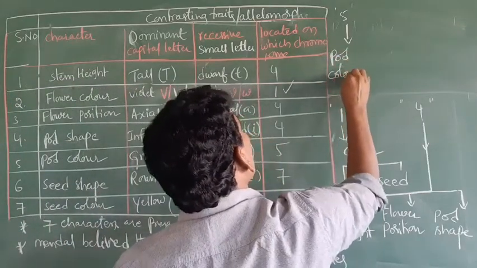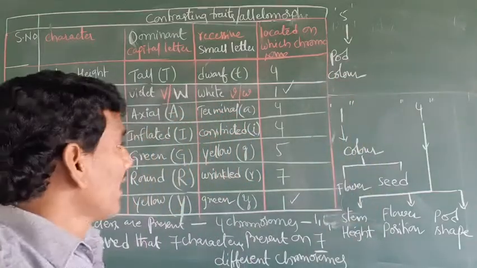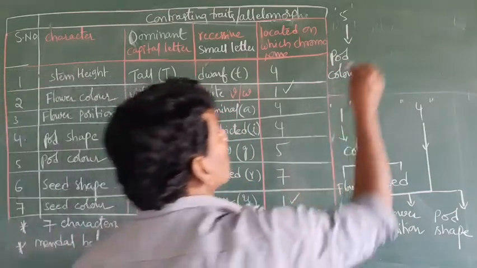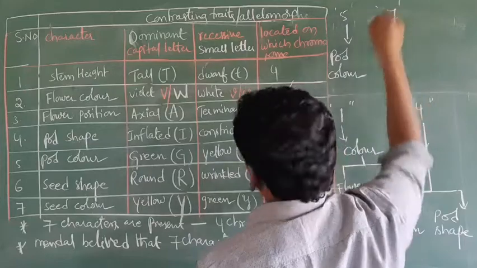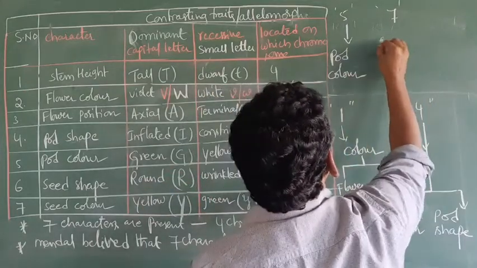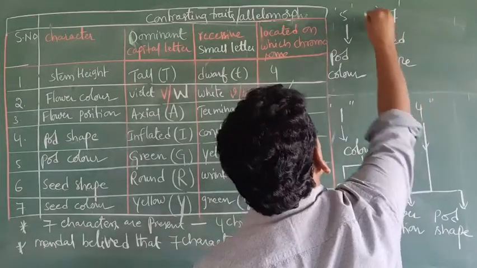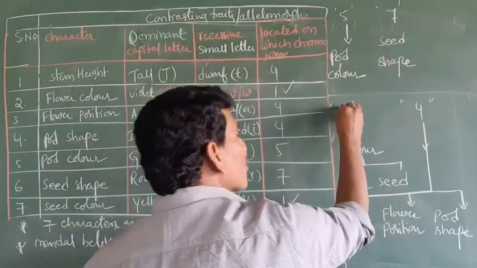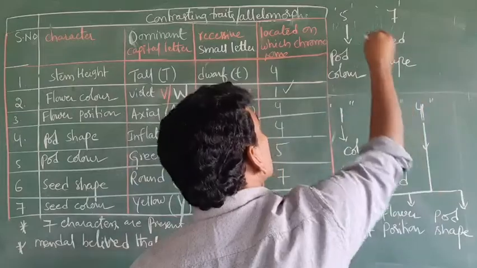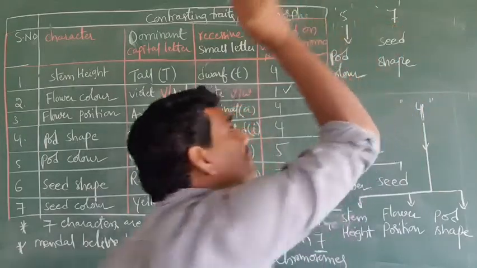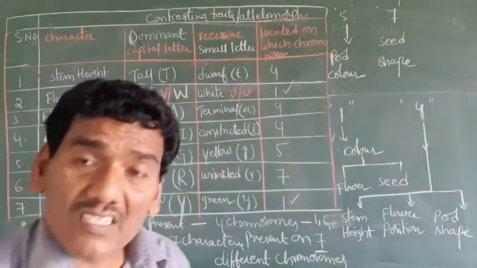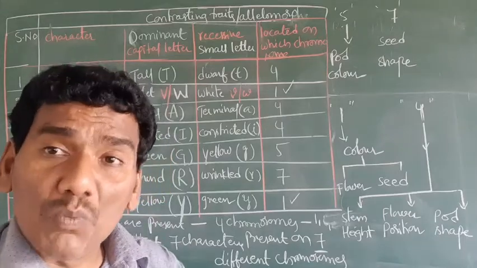Pod color. Next one, 7th. That is also only 7th. Only seed shape. Seed shape. Here, this is 1st chromosome. This is 4th chromosome. This is 5th chromosome. This is 7th chromosome. 7 characters are located in only 4 chromosomes.